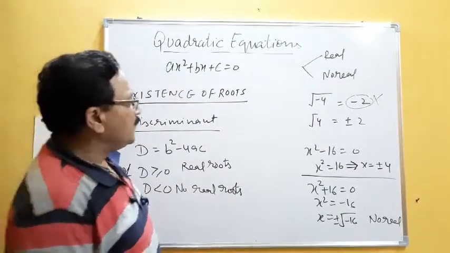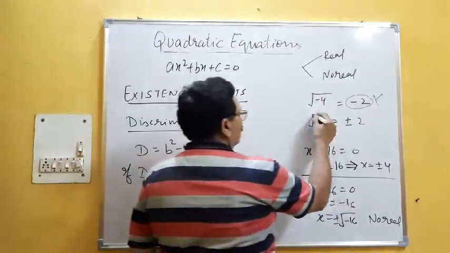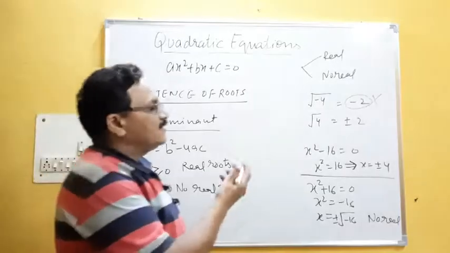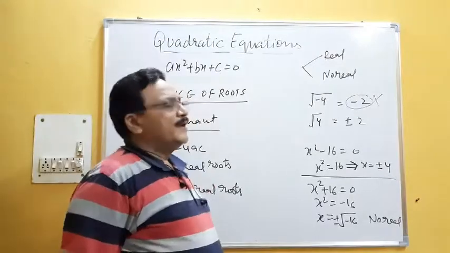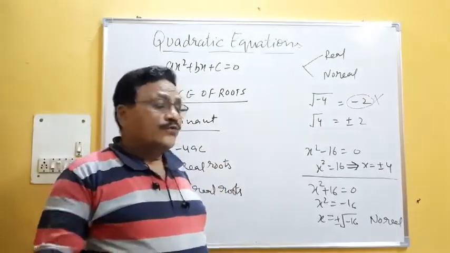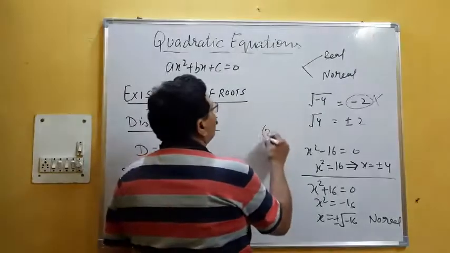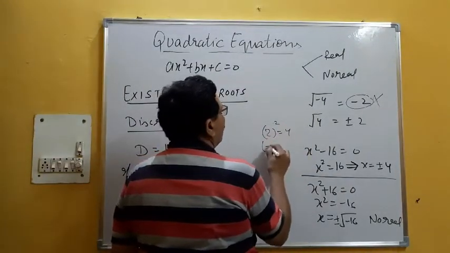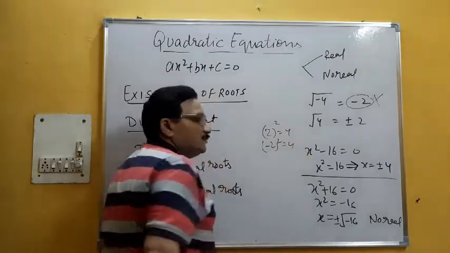Okay, I am coming to the next point. Suppose I ask you what is the under root of 4. Most of the answers are plus 2 or only 2. But it is plus minus 2. The reason is: if you find the square of 2, you will get 4. If you find the square of minus 2, you will also get 4.